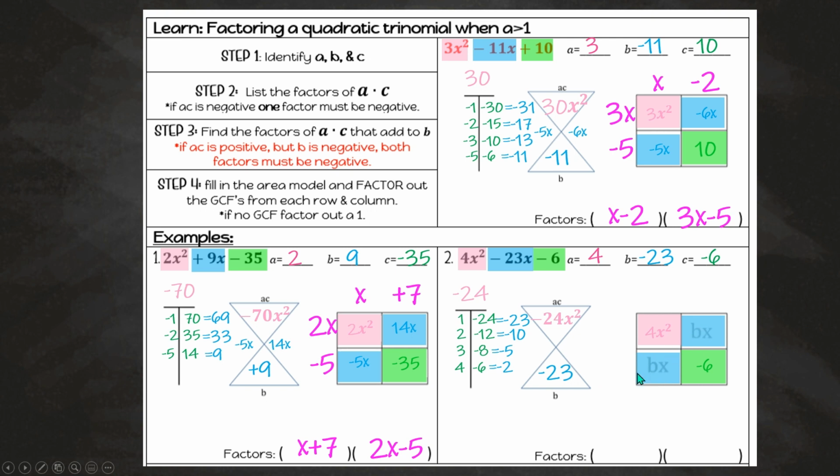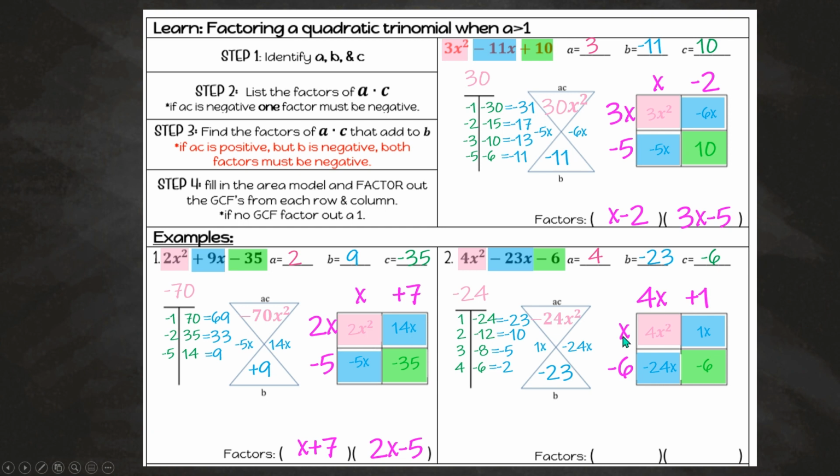So these two boxes I'm going to fill in with 1x and negative 24x. So looking at this column, what can I factor out of 4x squared and negative 24x? Well, I can factor out a 4x. What can I factor out of 1x and negative 6? The only thing I can factor out here is a positive 1. Okay, now I have 4x squared and x. The only thing I can factor out of this row is an x. Then I have negative 24x and negative 6. I can factor out a negative 6.